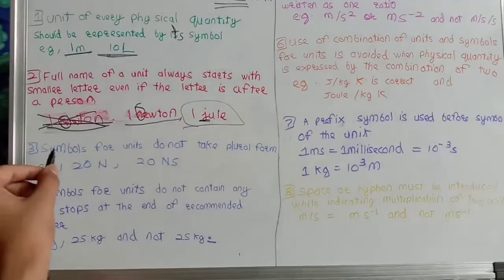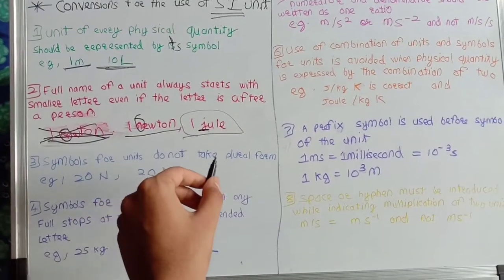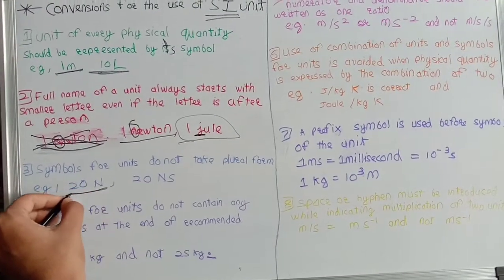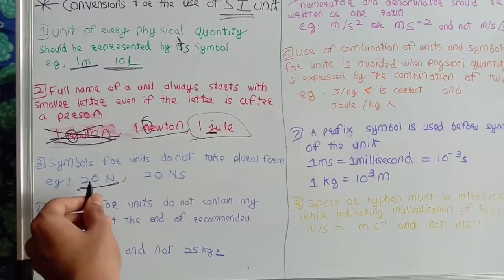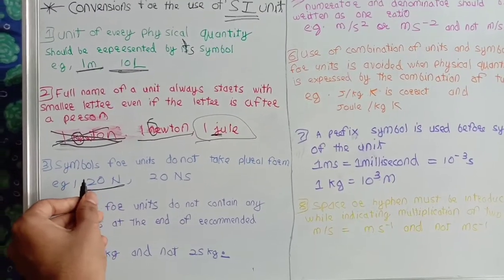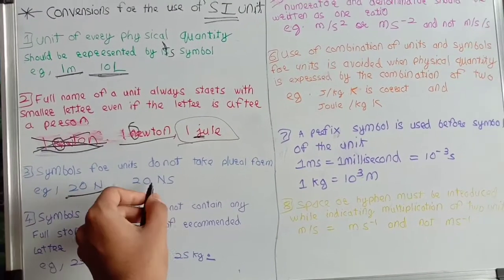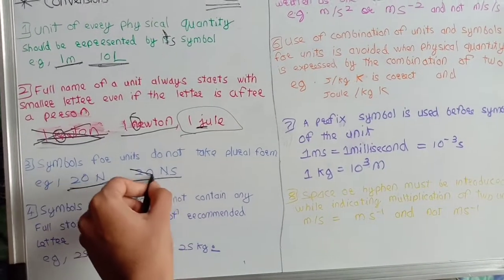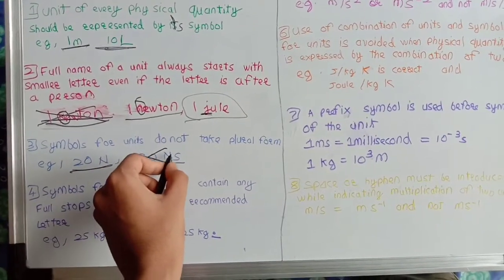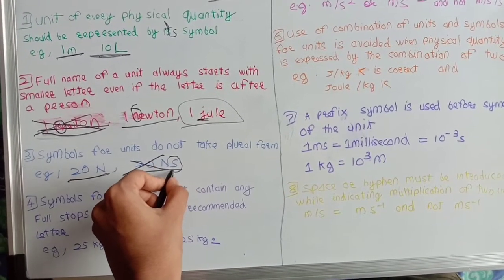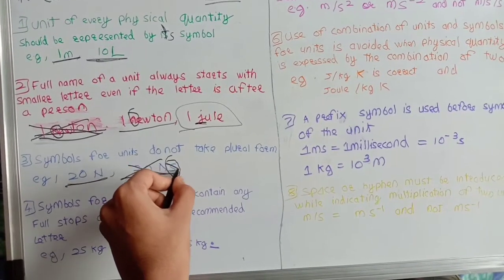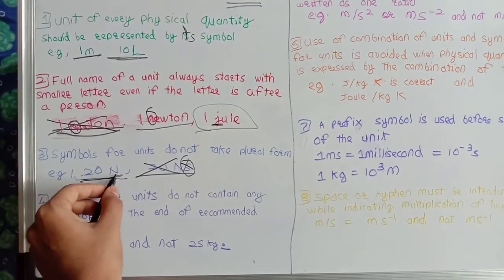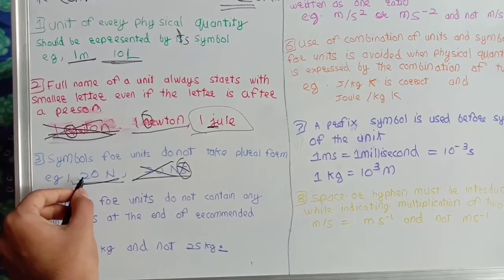Third rule, symbols for units do not take plural form. Means if we are writing any unit, like here it is 20 N, we have to write its symbol as 20 N and not 20 Ns. If we write the symbol like this, it will be wrong. So when we are writing a symbol, it shouldn't be in plural form. Here it's written as 20 N, so it will be correct.